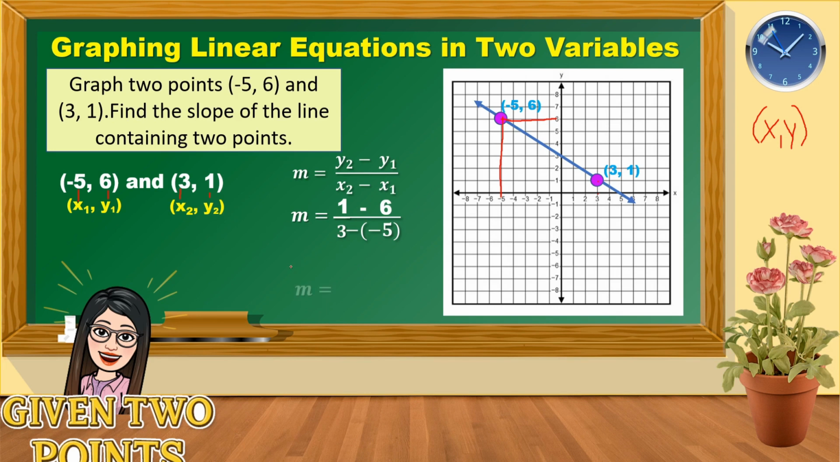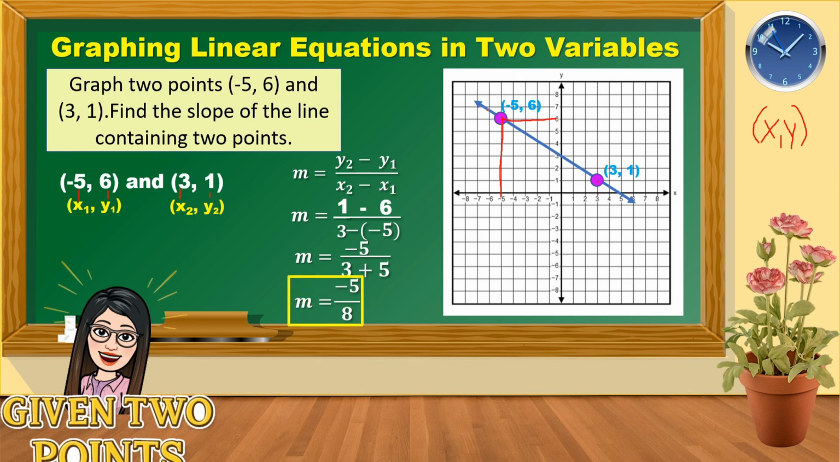Okay, so let us simplify. M equals 1 minus 6 is negative 5, all over, so ito, let us simplify. 3, tapos negative times negative, it's positive. So therefore, ang ating denominator is 3 plus 5. So itong negative times negative na to, na-simplify natin, naging plus 5. Okay, so let us simplify again. M equals negative 5 over, and then 3 plus 5 is 8. So we have m equals negative 5 over 8. And this is now the value of our slope.